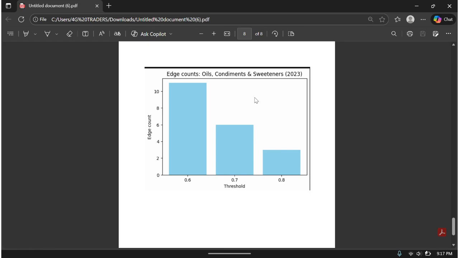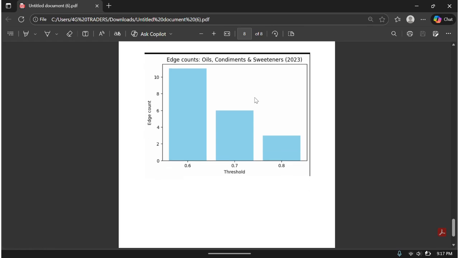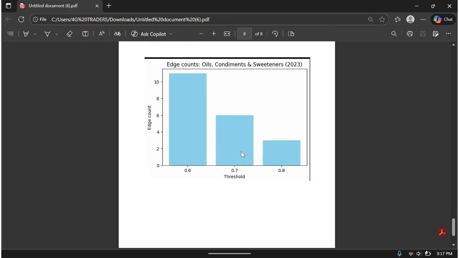When I set compare threshold, the program displays the output by showing the chart in which we can see that at 0.6 the edge count is the highest, meaning the similarity network is still dense and many cities are connected. Now at 0.7 the edge count drops significantly. This is where we start seeing meaningful clusters like Islamabad, Lahore, Rawalpindi remain connected while weaker similarities disappear. At 0.8 only the strongest relationships survive. The network becomes sparse and reveals the deepest economic bonds between the cities.